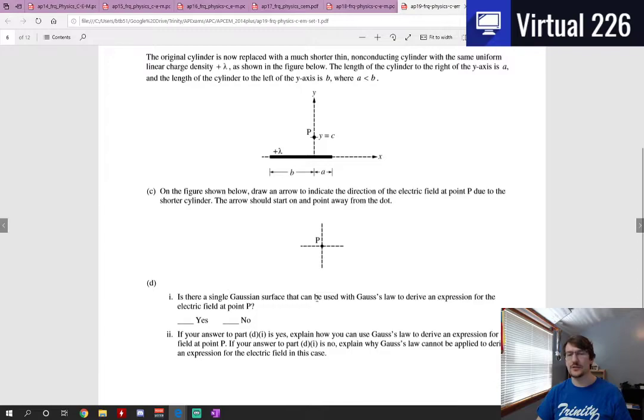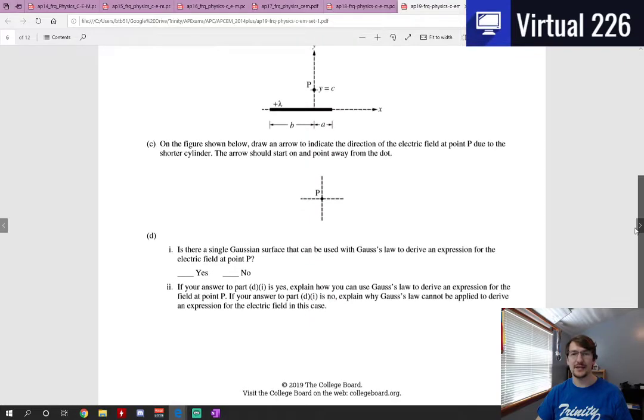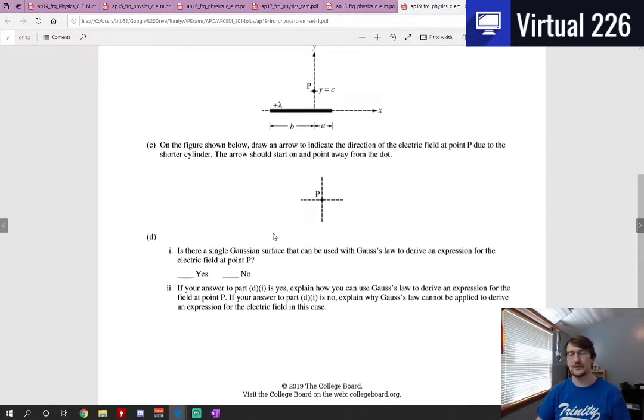Is there a single Gaussian surface that can be used with Gauss's law to derive an expression for the electric field? Yes or no? We're probably going to see a lot of yes or no's this year, where you pick one and then give a reason for your answer. In this case, there is not a nice Gaussian surface. Gauss's law is the closed surface integral of the electric field dotted with dA, the area vector of your Gaussian surface, and that equals the charge enclosed over epsilon naught.